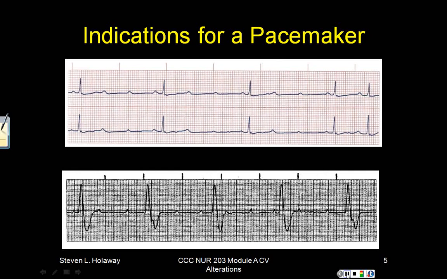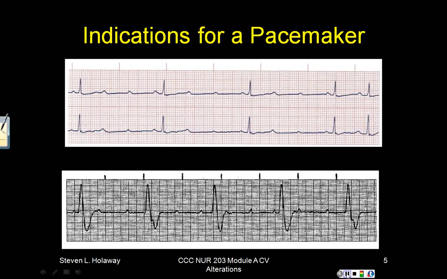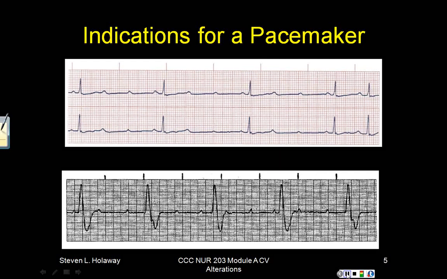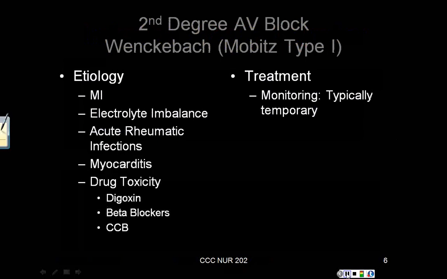Indications for a pacemaker is typically a bradycardic rhythm which is not meeting the metabolic demands of the body. The typical things that we're going to see that require a pacemaker are two basic rhythms. One is a Mobitz type 2 second degree heart block. The other is a third degree or a complete heart block, as illustrated by the two rhythm strips. The top strip is the Mobitz type 2. The second strip is the complete heart block.